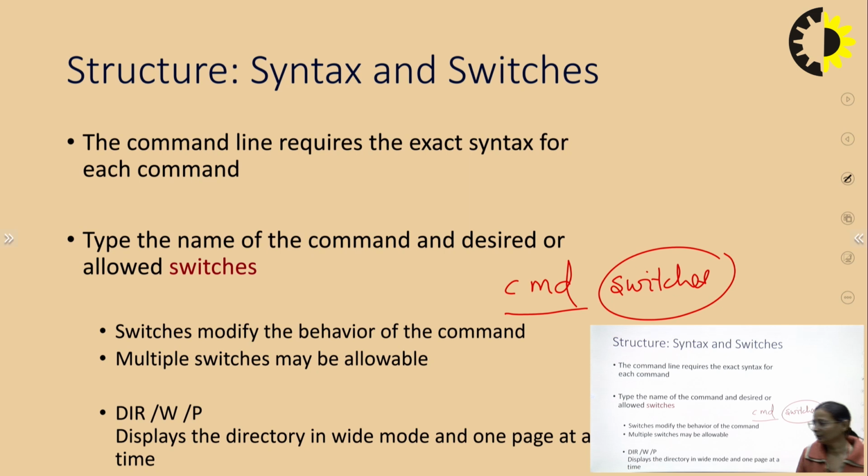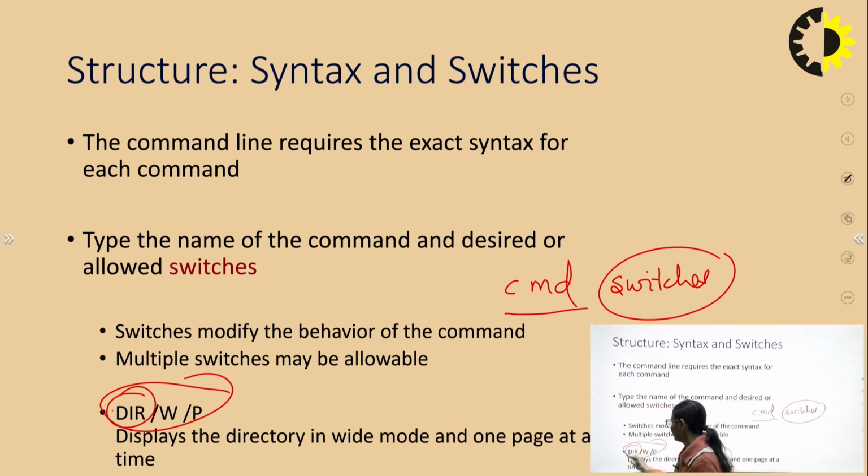Multiple switches may be allowed. For example, in this, dir is my command and these are my switches. I can give multiple switches. How have I given multiple switches? Here I use /w and then /p. So, I have given two switches, w and p. What does the w stand for? It stands for wide mode.